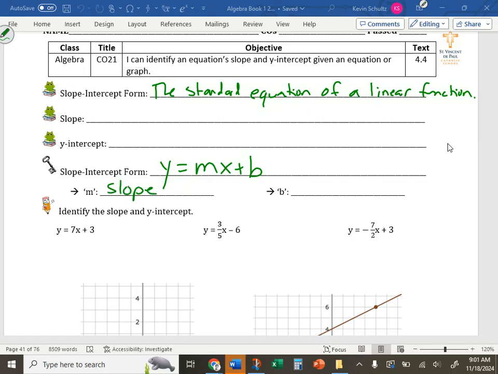Does anyone know why this is the slope? Why don't we use s? Why m? That seems kind of ridiculous.